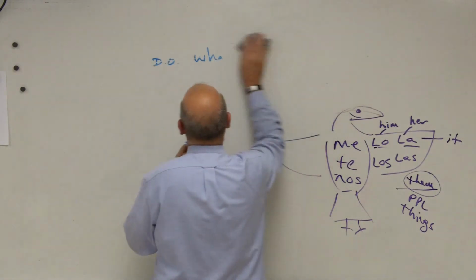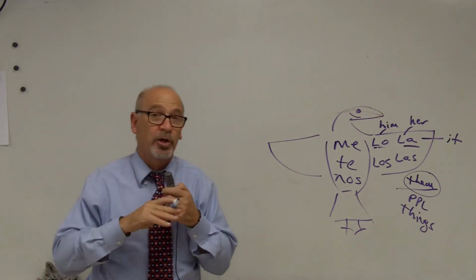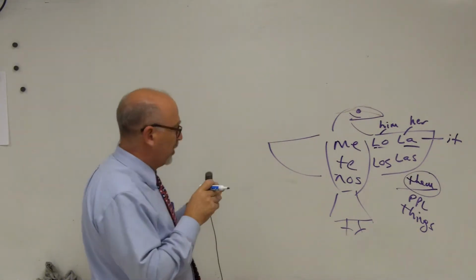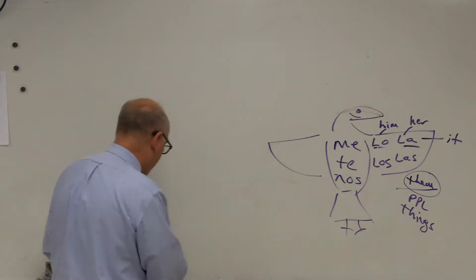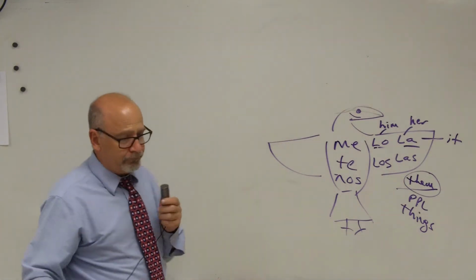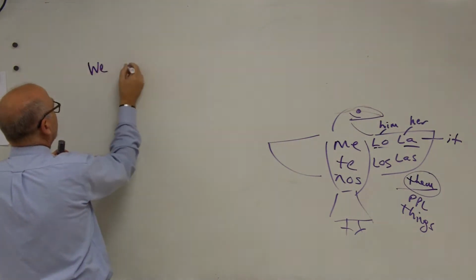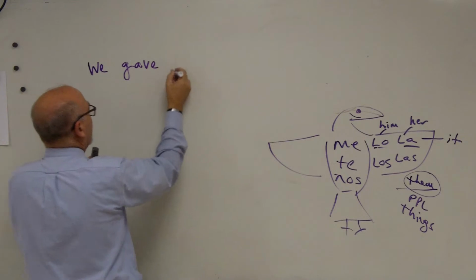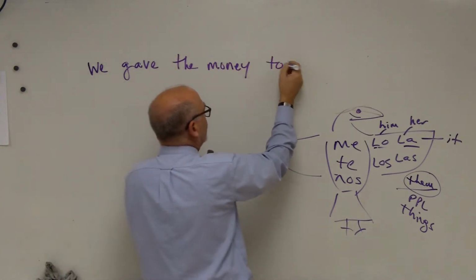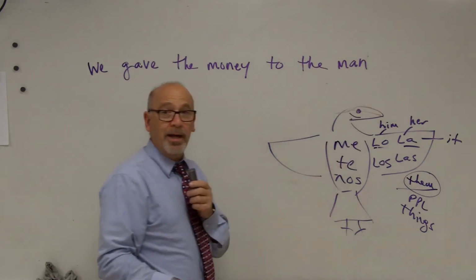Now, let me think of some good examples to set this up, because we're going to do some of these sentences in Spanish, okay? I think I like purple pretty good. That comes out seemingly pretty well. So let's stay with that. Okay. Now, how about this one? We gave the money to the man. Okay, we gave the money to the man.